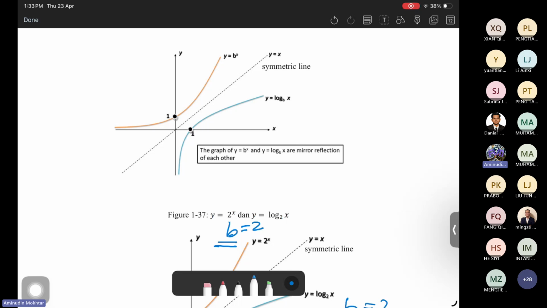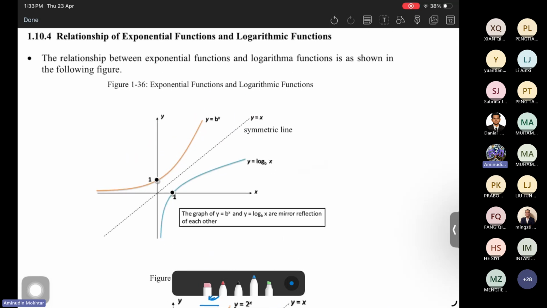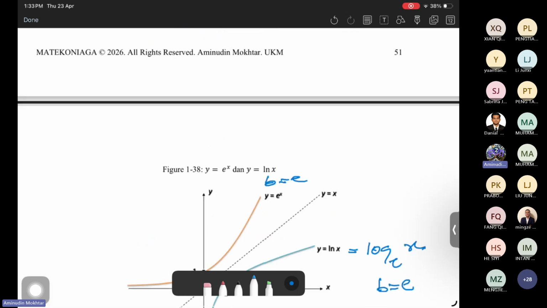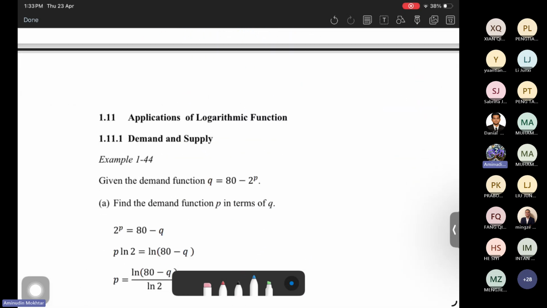In other words, we can conclude that given two equations, one an exponent and the second a log, assume the base b for the log and the exponent is equal. When we draw the graphs, we can see that they act as mirror reflections of each other. Log is a mirror reflection of the exponent, and the exponent is also the mirror reflection of the log, as you can see in figures 1.38 and 1.37. Okay, that's all about the log and the exponent.